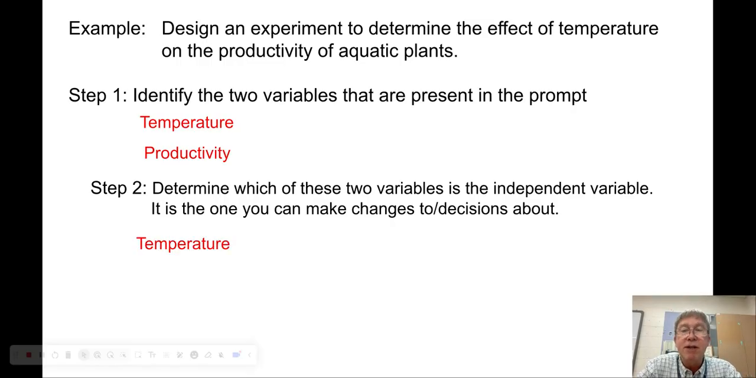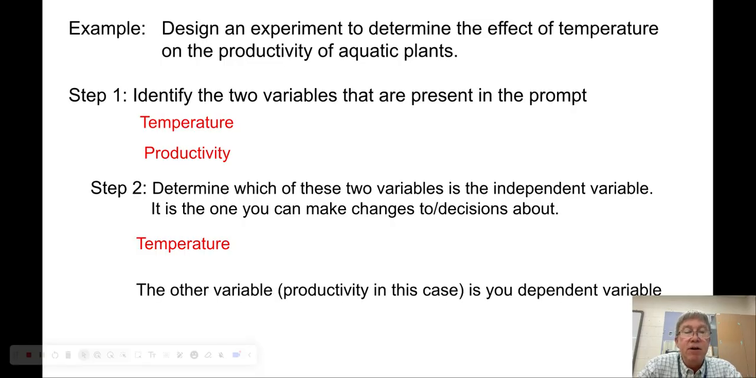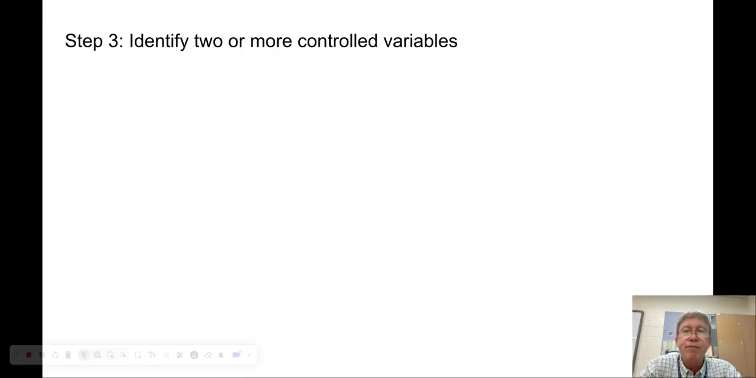So therefore, the temperature would have to be your independent variable, and that means that the other variable, in this case productivity, would have to be your dependent variable. So your experiment is going to be to change the temperature and see what it does to productivity.